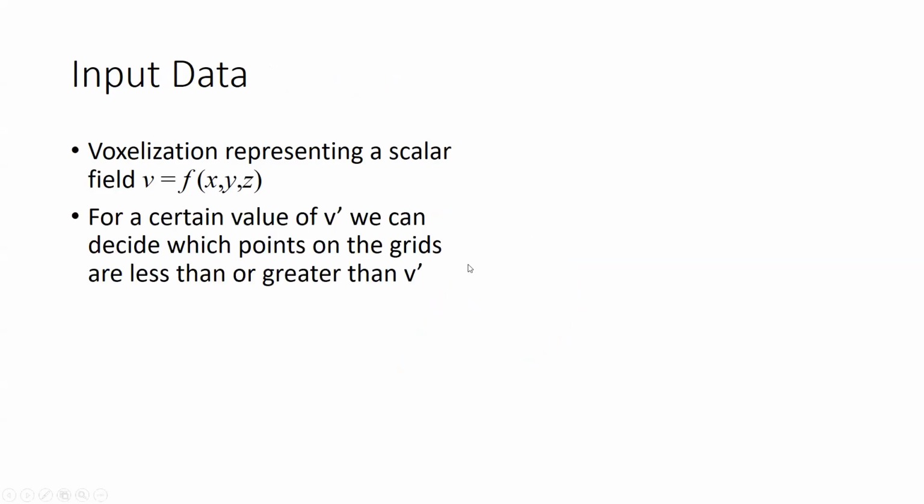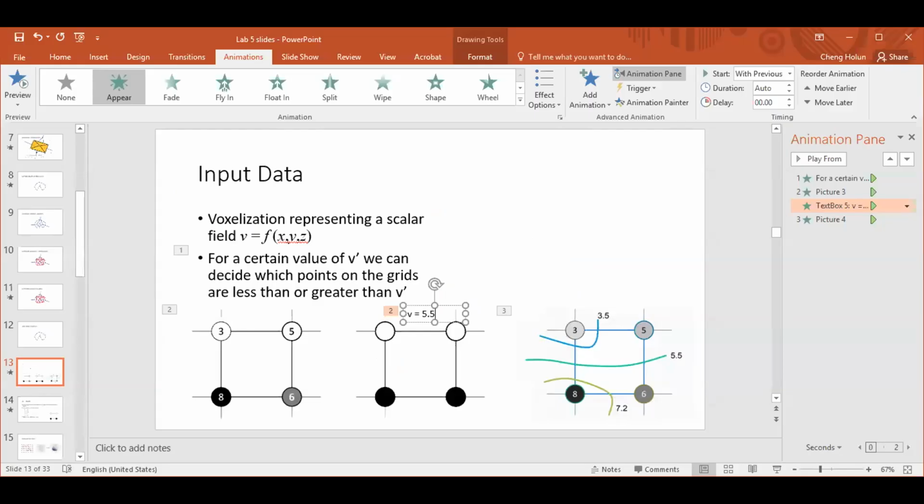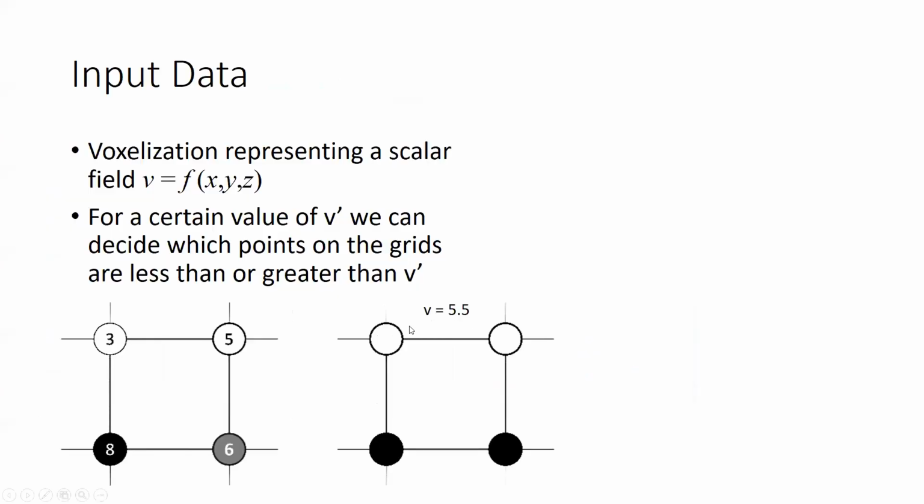And for each of the values, we can decide where the grid line goes through. For example, if I choose 5.5, let's say this is on the left side, this one is the field. So this field actually just samples some of the points.